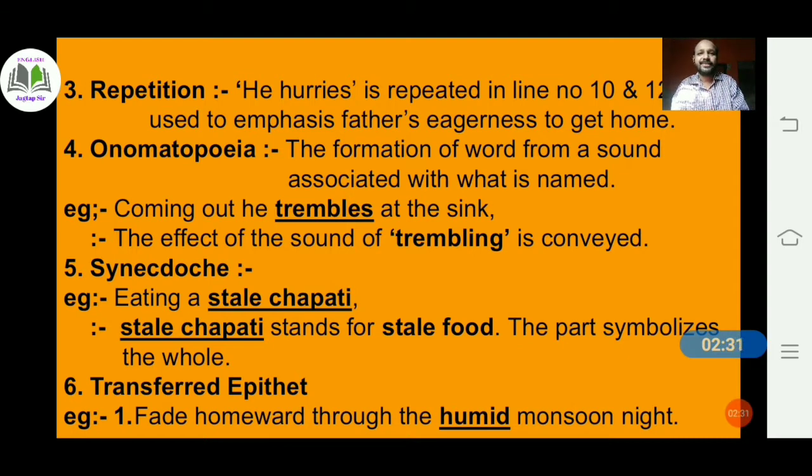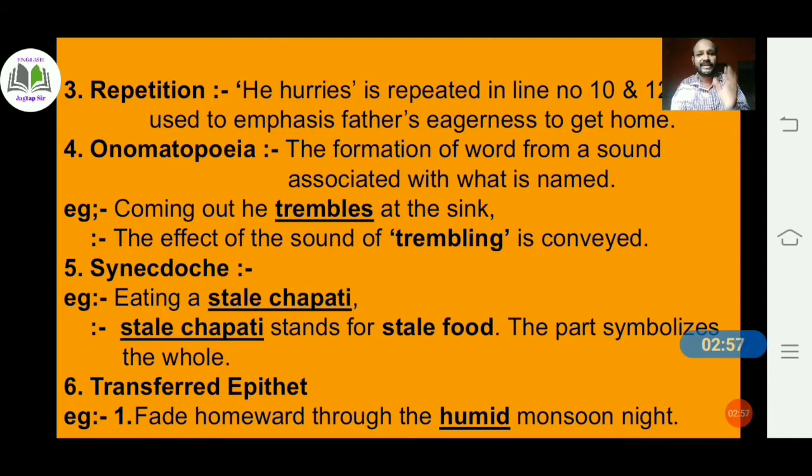Let's talk about the figure of speech number 5, that is synecdoche, and you know very well, already we have learned it. You can understand with the help of an example. "Eating a stale chapati." Now see, stale chapati stands for stale food, meaning the part symbolizes the whole, that is called synecdoche. And the last one, that is 6th, transferred epithet.